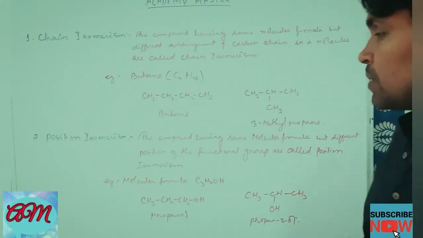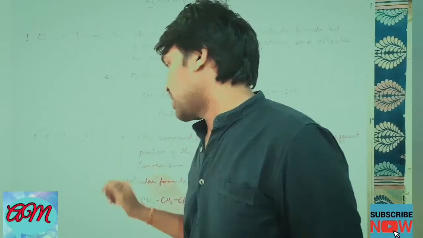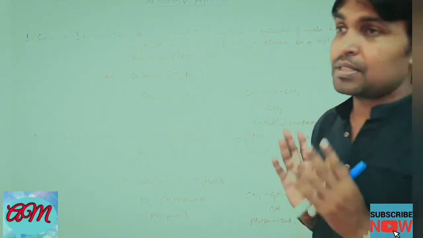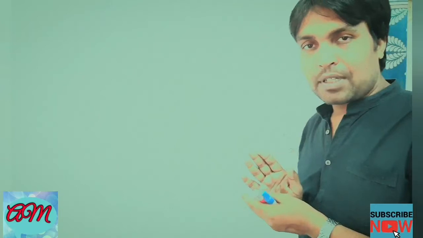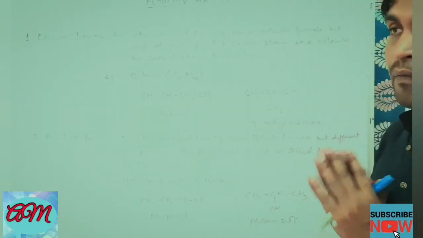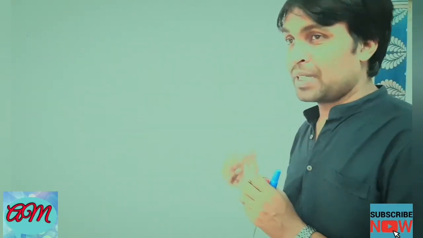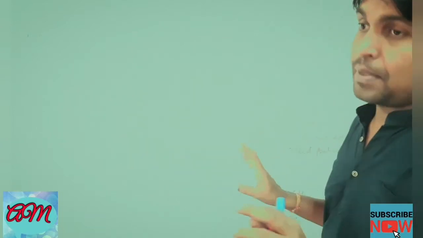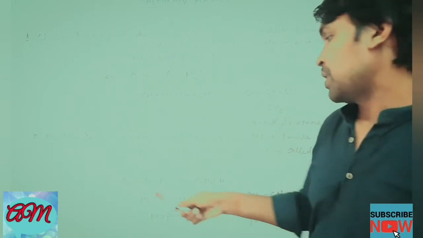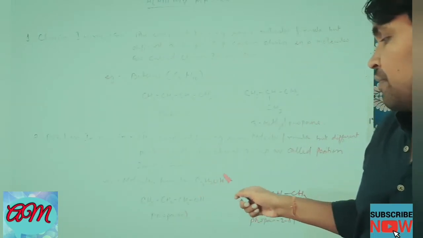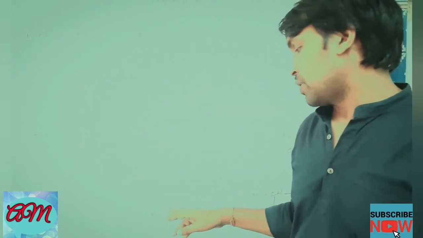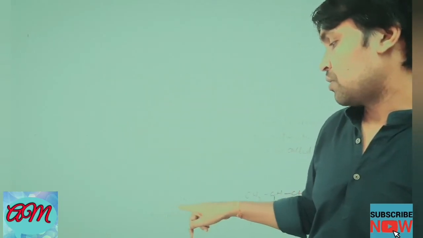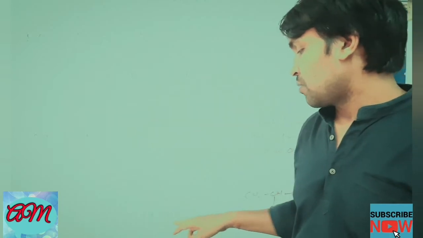Now coming to the second one, position isomerism. In position isomerism, the molecular formula will be the same, but they will differ in the position of the functional group. The functional group will be the same, but its position will be different. For example, the molecular formula here is C3H7OH. We can write it as CH3CH2CH2OH. So this is propanol.